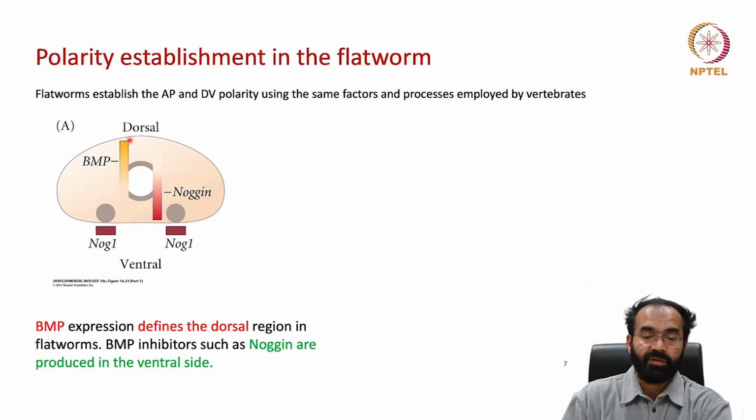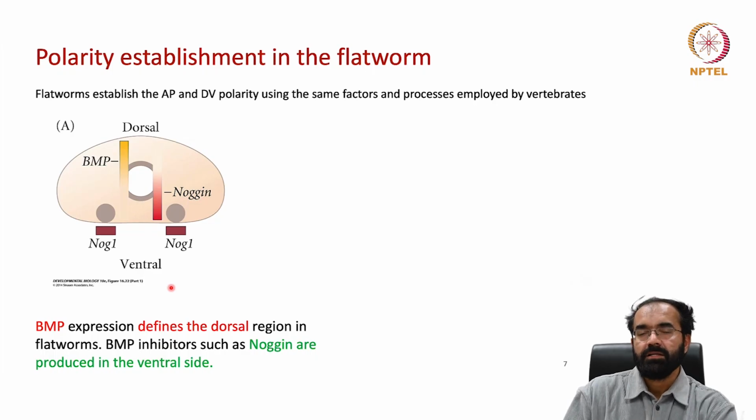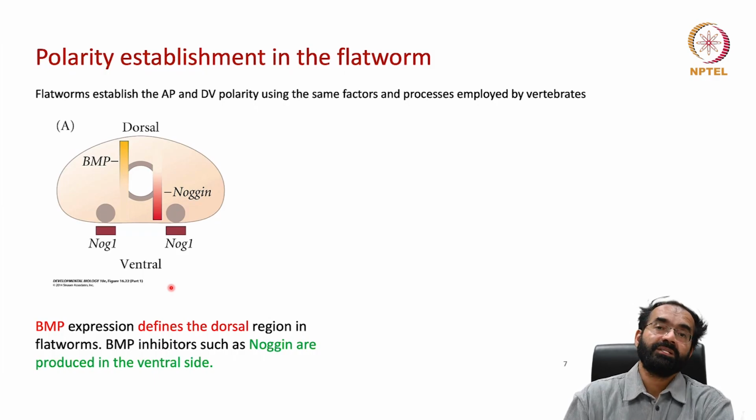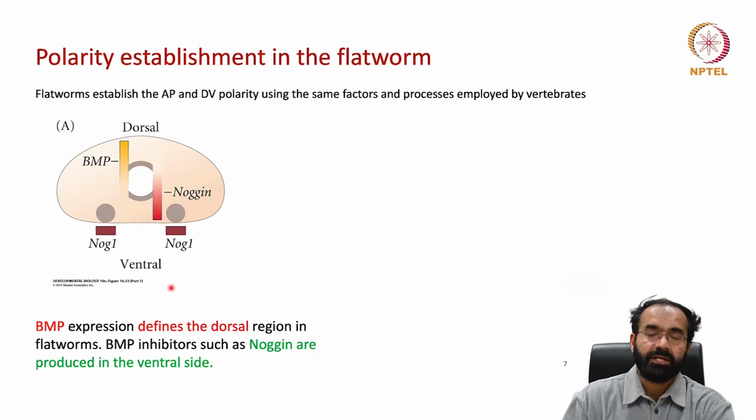You can see in this picture that BMP is very high at the top and it fades off, and the noggin is very high at the bottom and it fades off. The BMP expression defines the dorsal region in flatworms. The BMP inhibitors such as noggin are produced in the ventral side. So in a stricter sense, you can say presence of BMP signaling and absence of BMP signaling decides the dorsal and ventral. Because noggin is an antagonist, it doesn't cause any signaling. So presence of BMP signaling and absence of BMP signaling is enough.